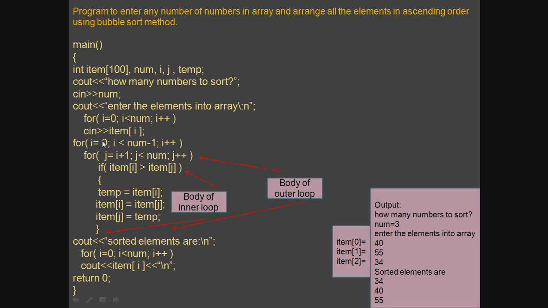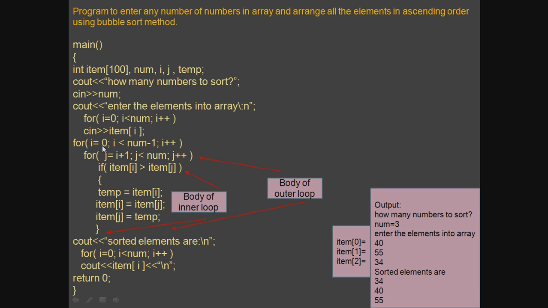So here i equals 0, i is less than num minus 1. It is written num minus 1 because as the loop continues, we will have one less number to check, right? That's why it is written num minus 1, because if we write i is less than num, then it will exit more than the 3 values, and it will check 4 values.